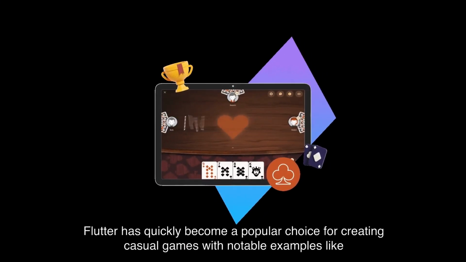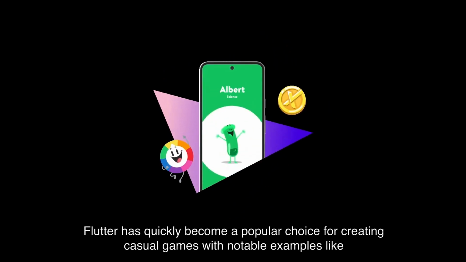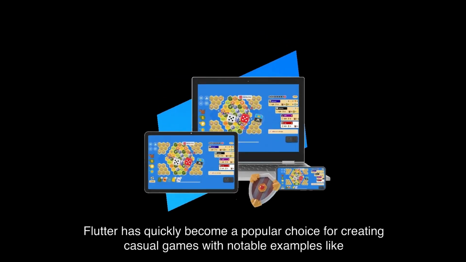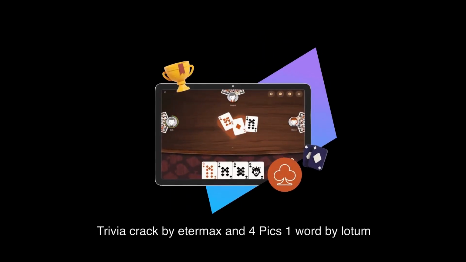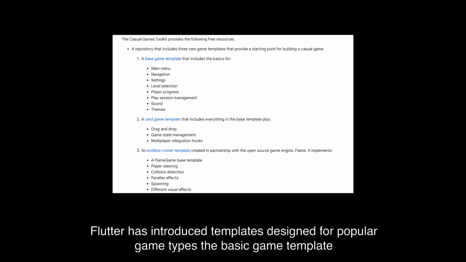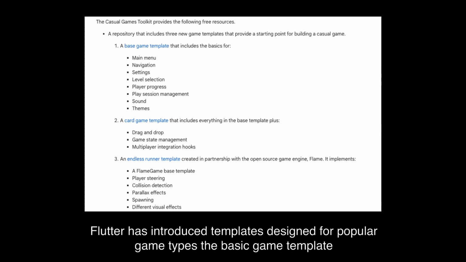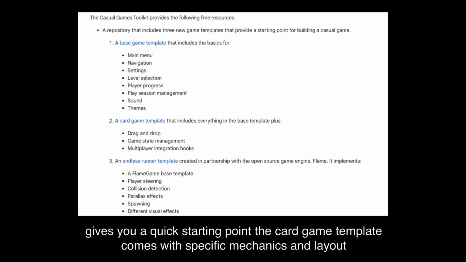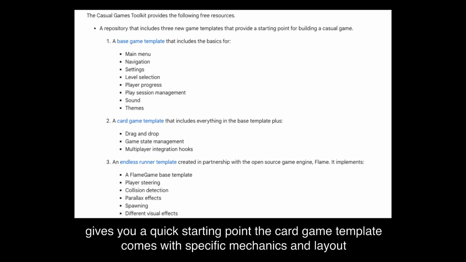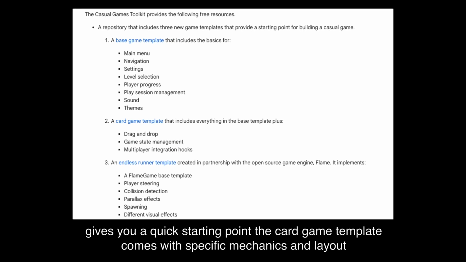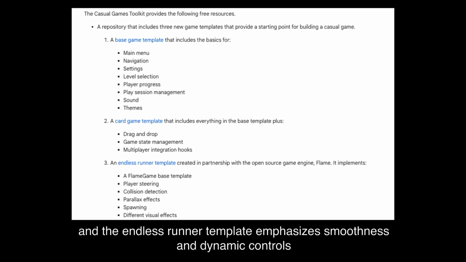Flutter has quickly become a popular choice for creating casual games, with notable examples like Trivia Crack by Etermax and 4 Pics 1 Word by Lodom. Flutter has introduced templates designed for popular game types. The basic game template gives you a quick starting point. The card game template comes with specific mechanics and layout, and the Endless Runner template emphasizes smoothness and dynamic controls.